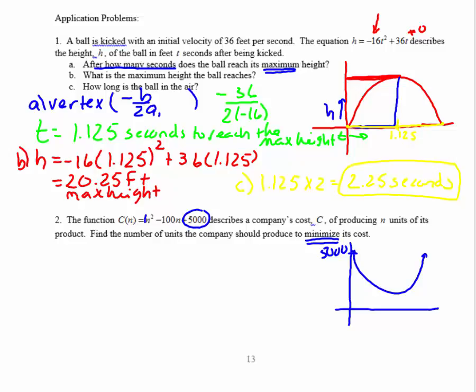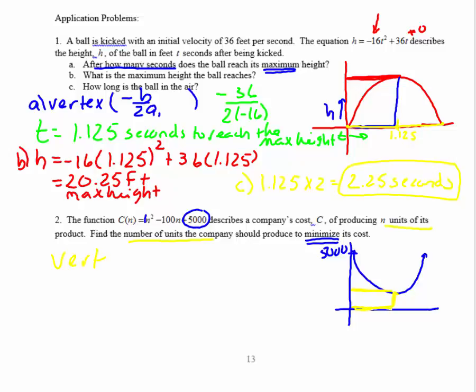So what are we trying to find? We want to find the minimum number of units that should be produced to minimize cost. Find the number of units the company should produce to minimize cost. So this is the vertex. That is the minimum. So do they want the x part of the vertex, or do they want the y part of the vertex? That's what you have to decide. Well, we want to find the number of units. The number of units, n is the number of units.